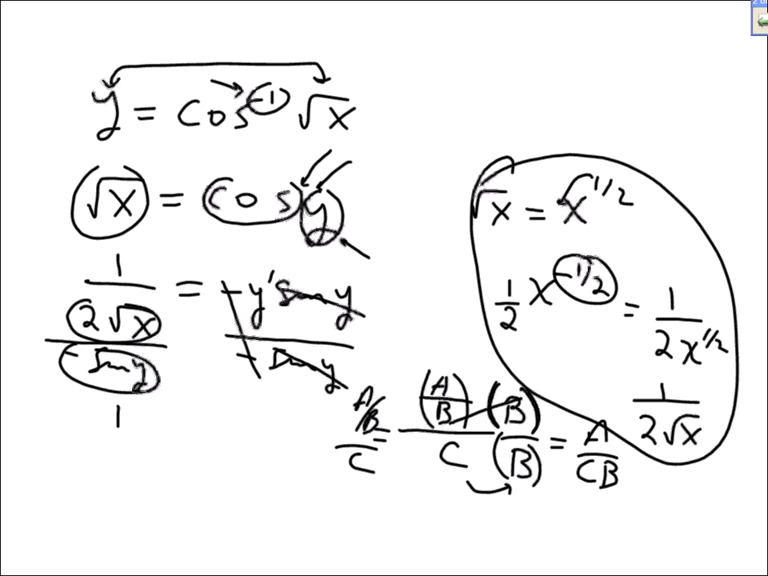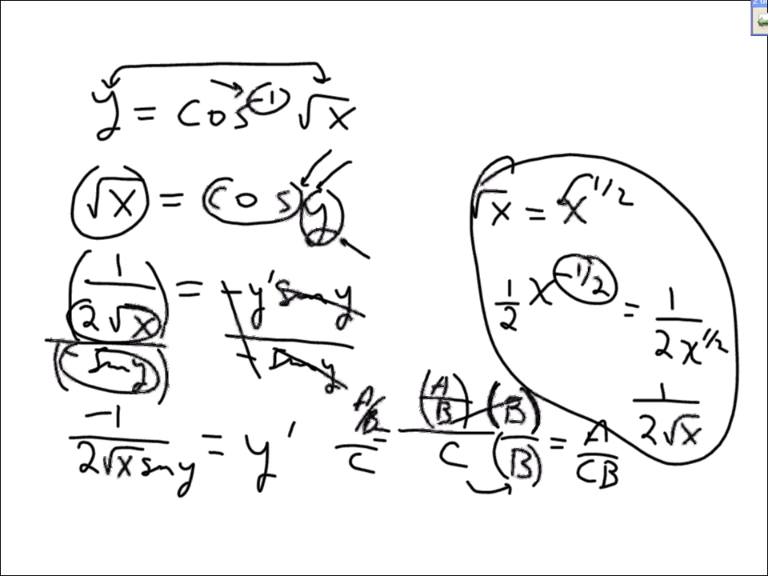The 1 stays on the top, the 2 square root of x sine y goes in the bottom. This numerator is positive, this denominator is negative. Positive divided by negative is negative. And this is equal to y prime. Okay. Now, I just need to get rid of sine of y. And that's where this triangle stuff comes into play.